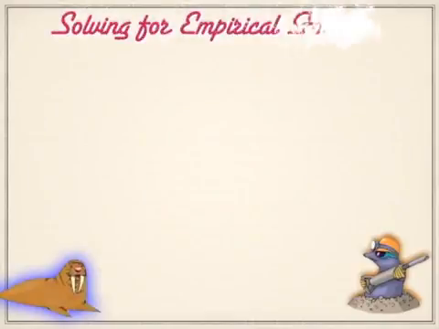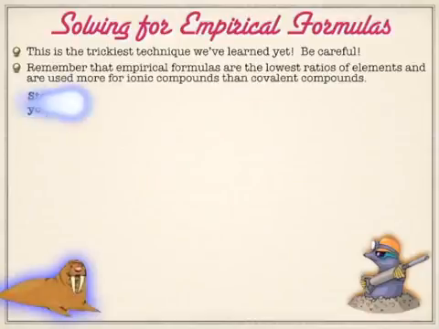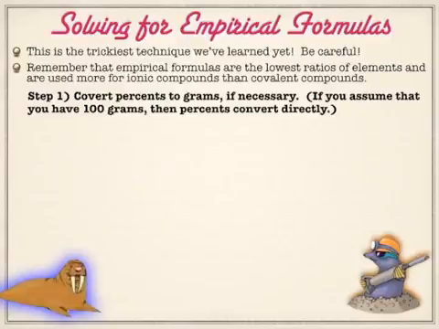There are some common pitfalls here, and so I will point those out where we run into them because I've seen a lot of students make these mistakes. All right. So again, we're going to be looking for the lowest ratio. So you're going to be given percents most of the time. And the easiest way to deal with the percents is just pretend that you have 100 grams, because then it's a direct one-to-one conversion from percents to grams.